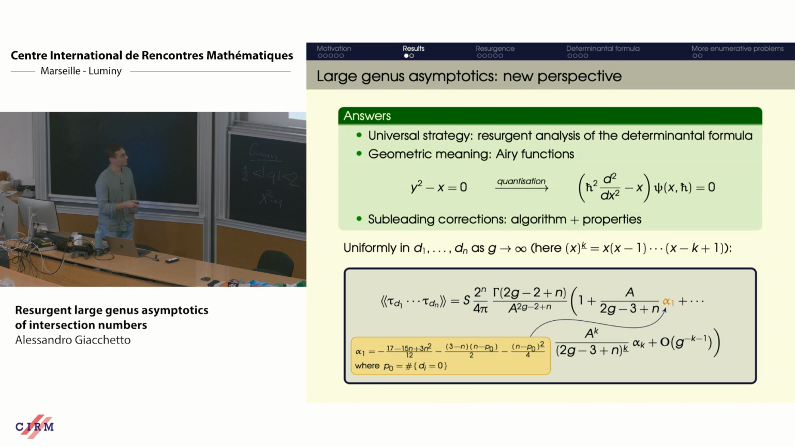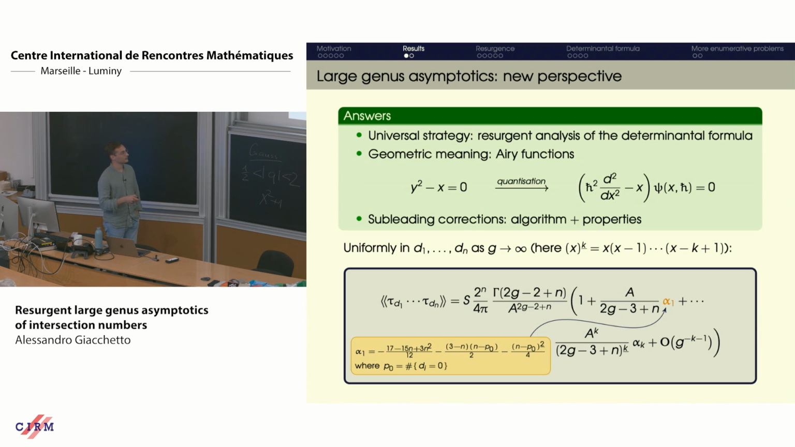So just to give you an example, the first constant, alpha 1, is given by this complicated expression, which is simply a polynomial in N. And it's a polynomial in P0, where P0 is the number of di's that are equal to 0. Okay, so this is somehow a new phenomenon that appears in the subleading corrections that was not present in the leading one. Okay, so the rest of the talk would just be an explanation of this formula and how we got this result. But before going into this, let me say a bit more about these subleading corrections.